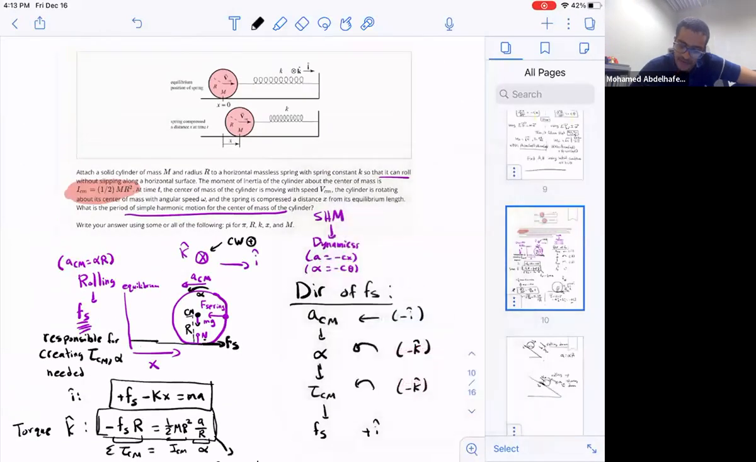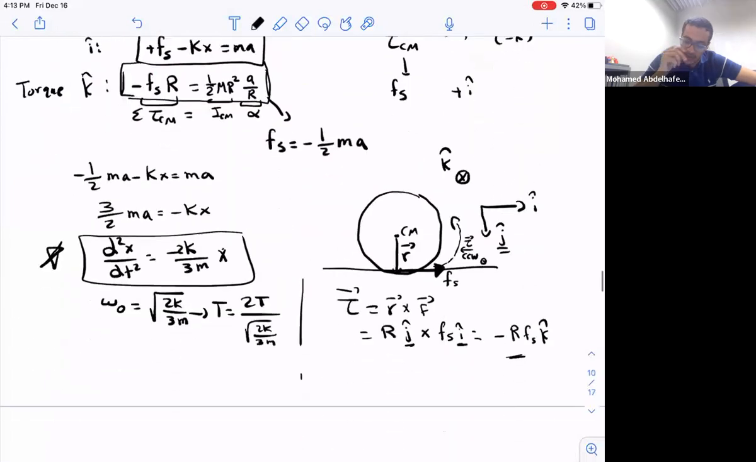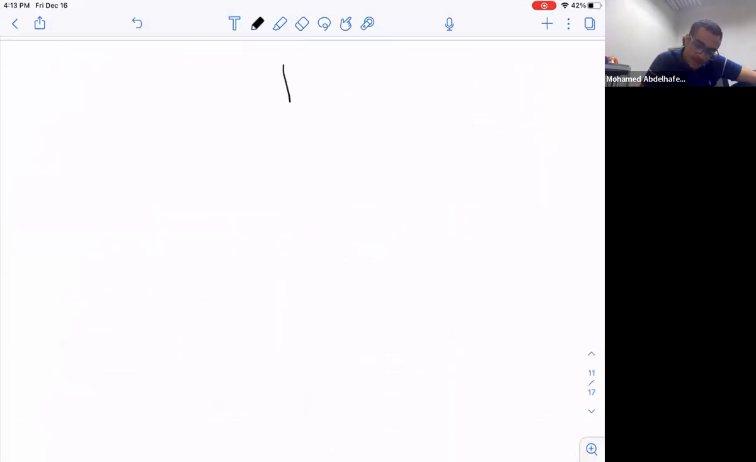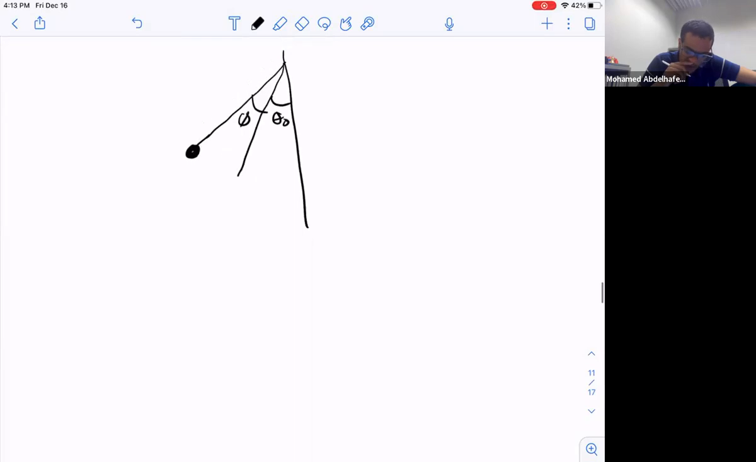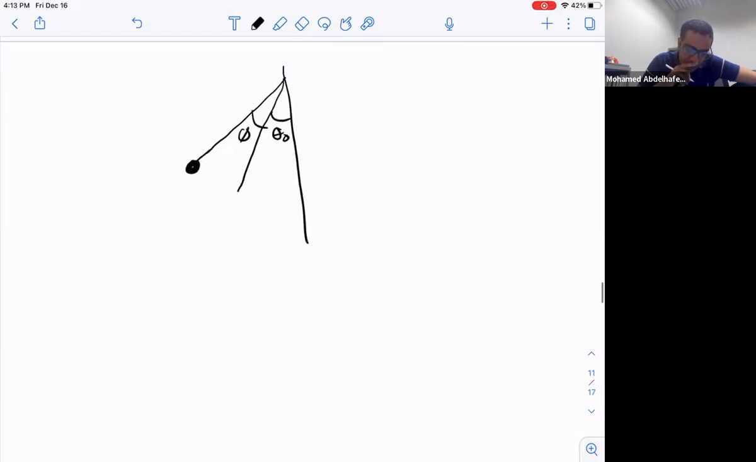So another harmonic oscillator like the one that you did in the P set looked like this: theta naught, phi, the pendulum is here. The free body diagram looked like mg and ma. It's like P set 13.